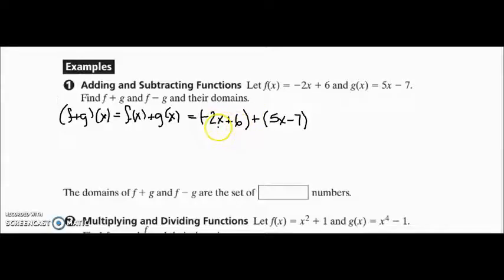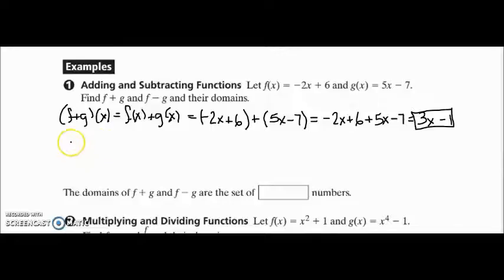Okay, so this is just a simple algebra problem. We're just going to combine our like terms, remove the parentheses. In this case, we don't have to worry about distributing a negative or anything. So it's just going to be negative 2x plus 6 plus 5x minus 7. If we combine like terms, negative 2x plus 5x is 3x, and 6 minus 7 is minus 1. So that's our composite function. We added these two functions together, and this is the function we get.